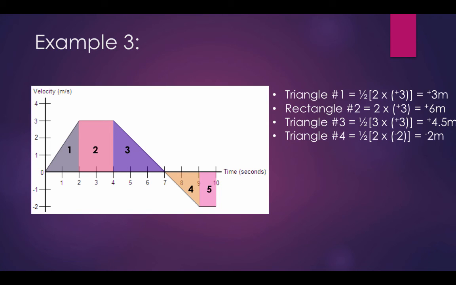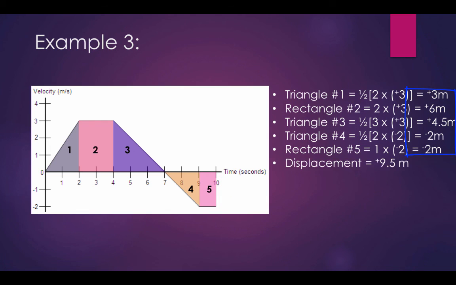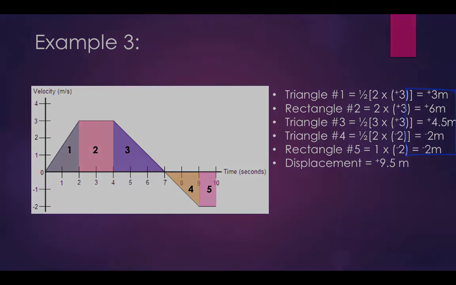Triangle number 4, 1/2 base times height. The height is negative 2. The negative 2 represents negative velocity. It's moving backwards. The product is negative 2 meters displacement. Rectangle number 5, base times height. The negative 2 represents negative velocity. It's moving backwards. The displacement is negative 2 meters. The result is a displacement total of plus 9.5 meters.